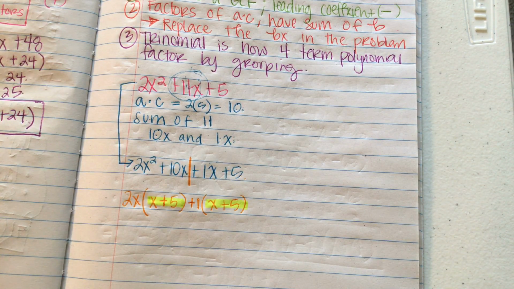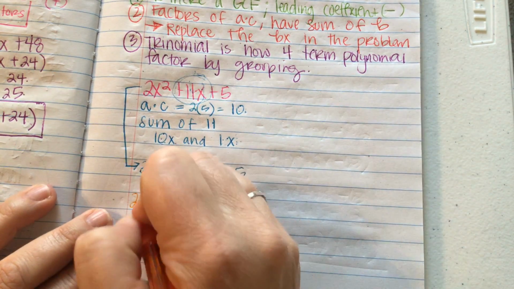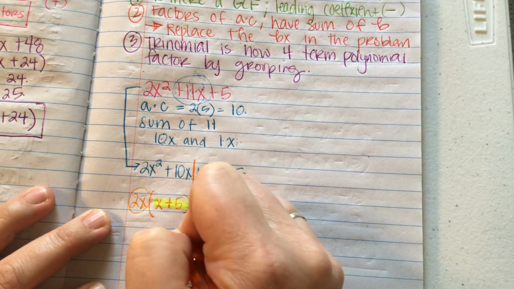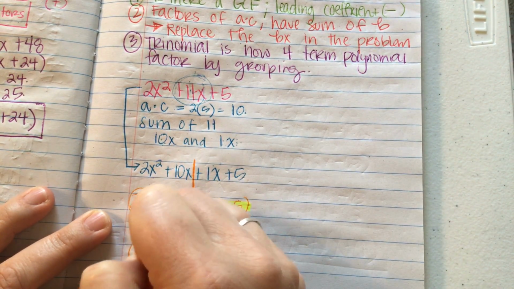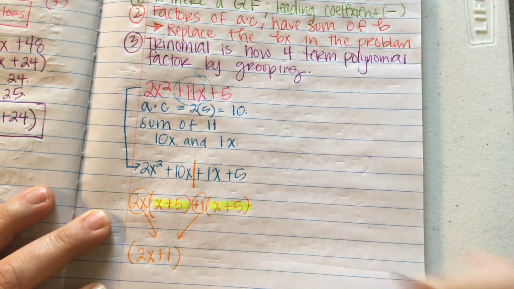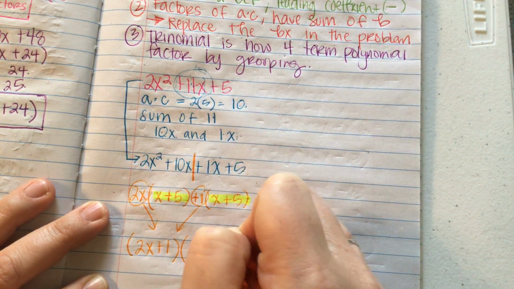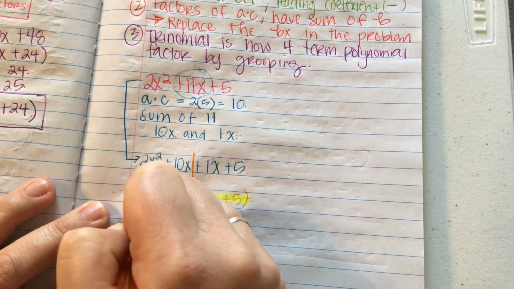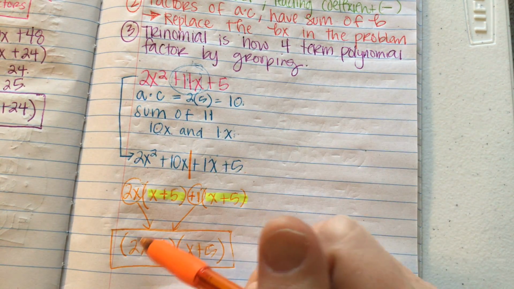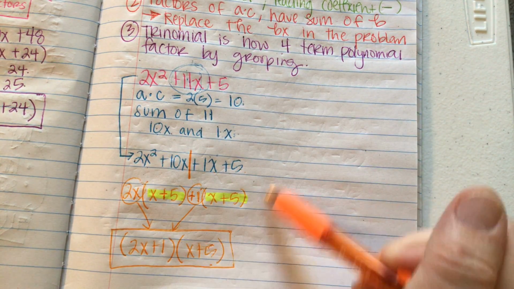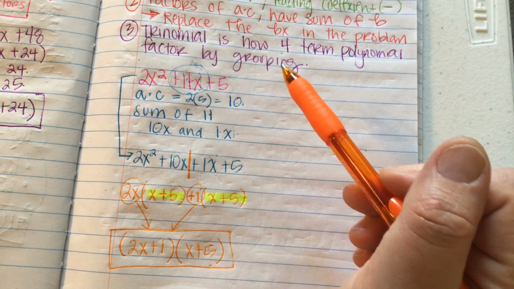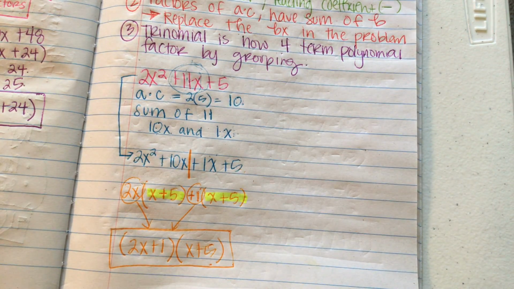So the final answer, when you factor by grouping, the GCFs go together, 2x plus 1, and the leftovers go together of x plus 5. And there is my factoring. If you were to FOIL this, your end result would be 2x squared plus 11x plus 5.